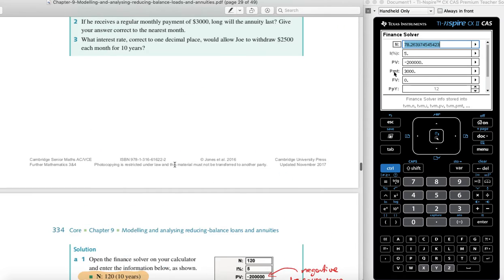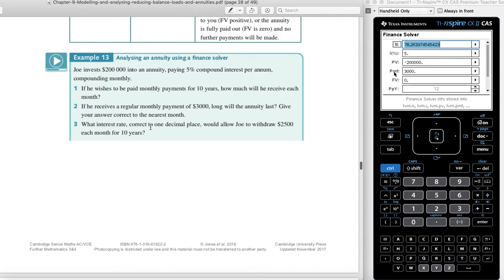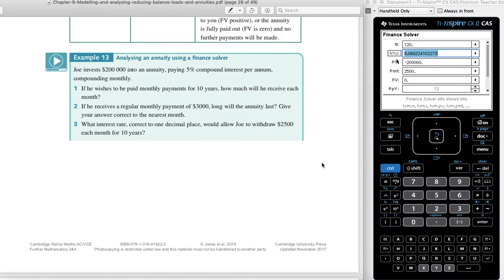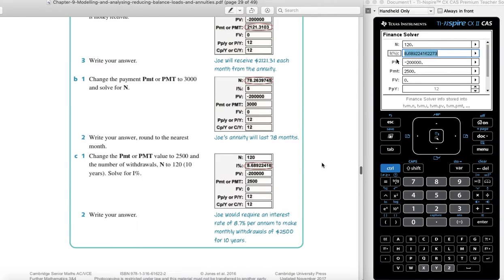And in part C, what interest rate, correct to one decimal place, would allow Joe to withdraw $2,500 each month for 10 years? This time I'm going to find the interest rate. It's a good question because it's showing you how to do all these different parts. If we want it to last 10 years, we know that's 120 in N. We don't know what the interest rate is yet, but we know we want to get 2,500. So we want to negotiate with the bank what the interest rate should be. We press enter, and it's going to require 8.69% to get that amount.